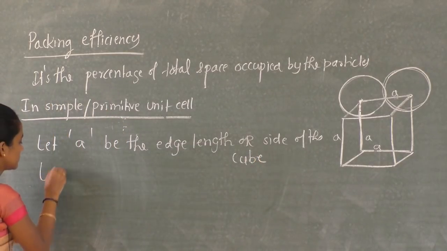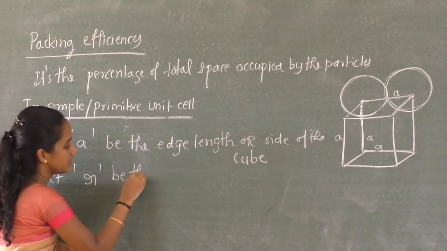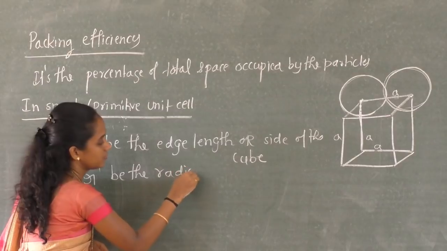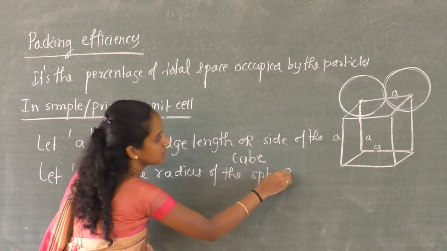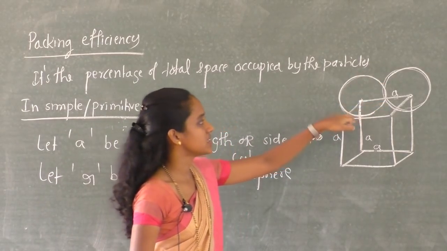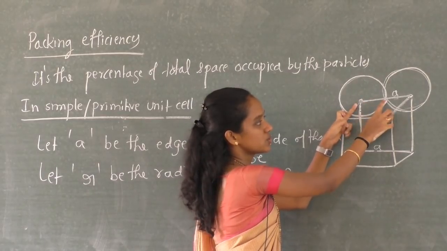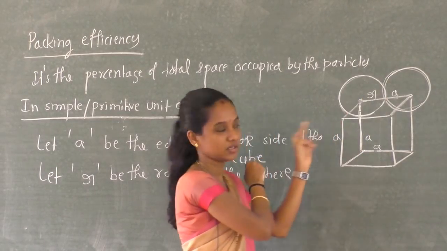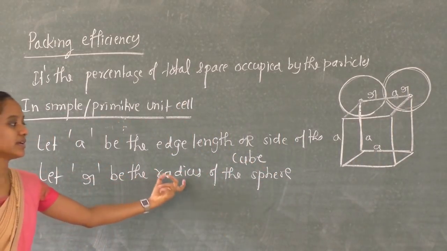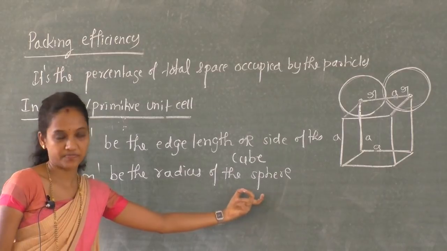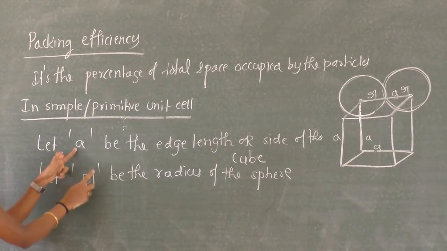Now let R be the radius of the sphere. These constituent particles are like spheres. So the distance from the nucleus up to here, let it be R. This is also distance R. So let R be the radius of the sphere. Now, what is the relationship between A and R?